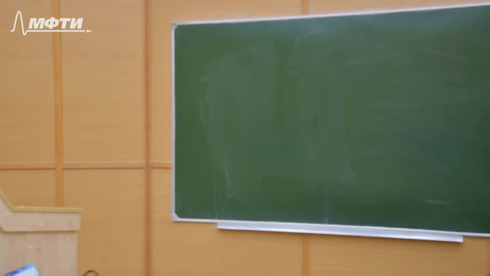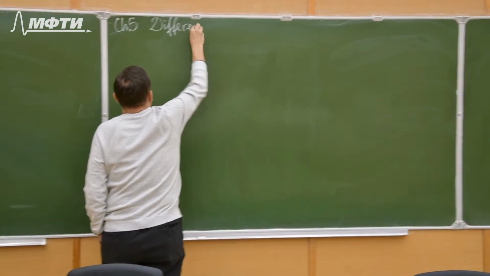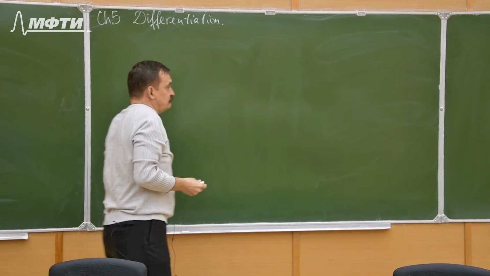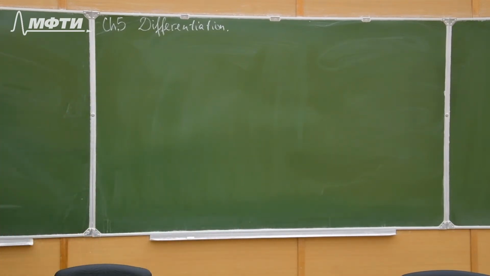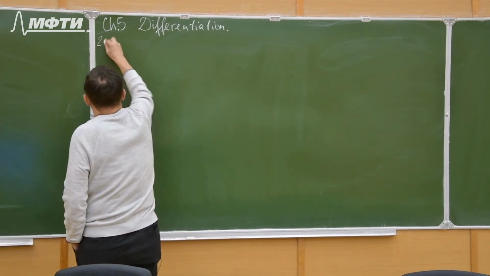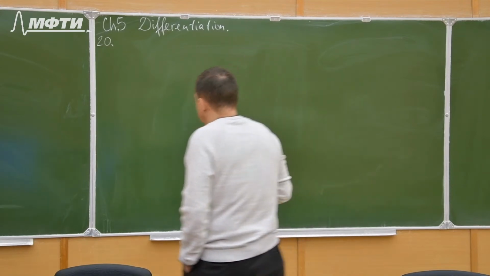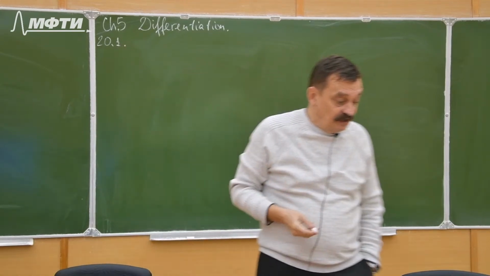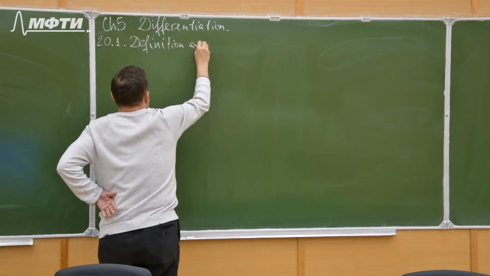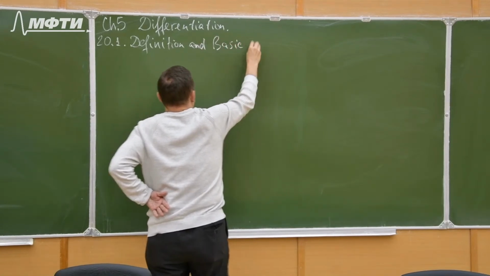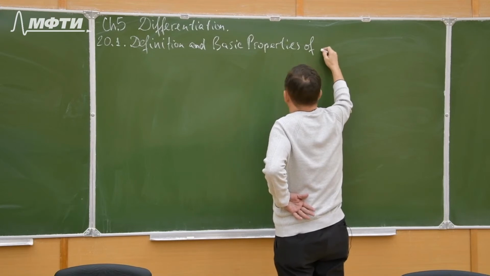So today we start the next chapter, chapter 5, differentiation. Sections are numbered by lectures, as we agreed before, and today's seems to be lecture number 20, if I'm not mistaken. So section 20.1, definition and basic properties of differentiation.